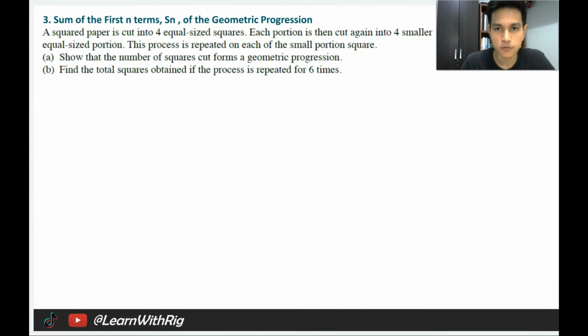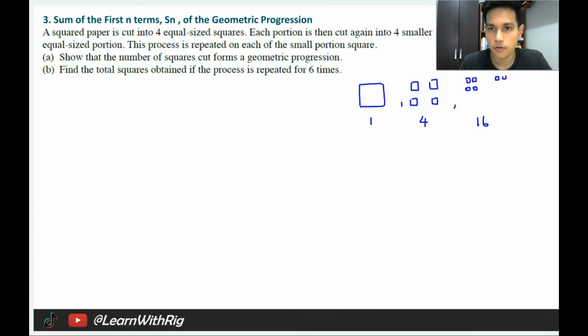What's your sequence? First you have one piece of paper, correct? A square paper. So there's only one square, correct? Next, you're going to cut this into 4. So that means your second term here, you have 4 pieces now. You got 4 pieces of square. And the following one, you're going to cut them into another 4, each of them, correct? So you're going to have how many pieces now? You're going to have 16, because each one will have 4.